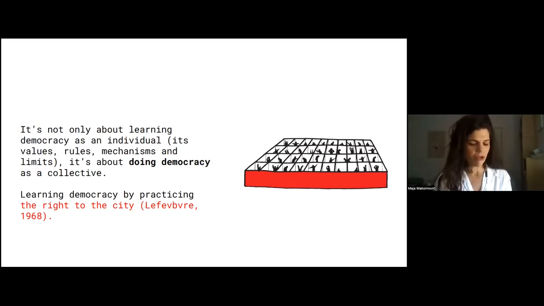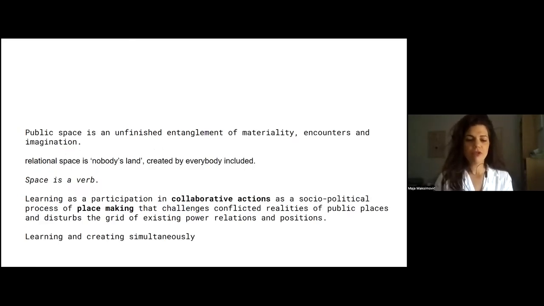During the course we read a text by Hannah Arendt, and we read it during the pandemic, because this course took place throughout the pandemic. She said that it is impossible to practice freedom in isolation. So we need collective action. We need to share our struggle and collectively act upon certain ideas. So our idea back then was learning democracy by practicing the right to the city. We focused very much on public space.